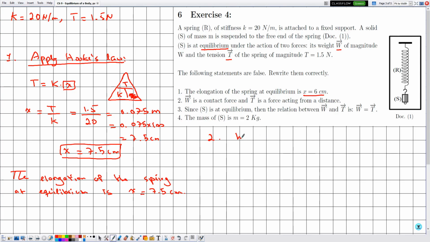Then let me say that W is acting from a distance, whereas the tension T is a contact force. And we need to rewrite this statement correctly. Then W is acting from a distance, and T is a contact force.